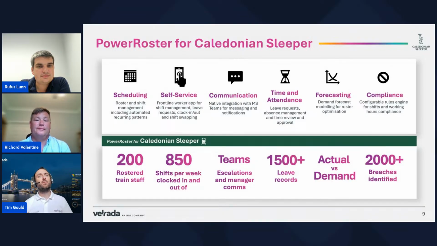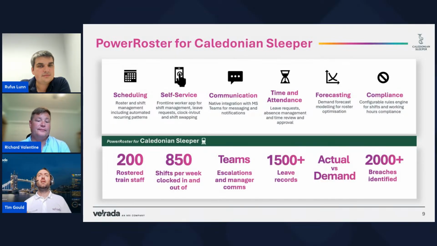There's a mobile app available for the frontline workers as well, so they can see what shifts they've got coming up, clock in and clock out, and also self-service shift swapping. We've got some native integration with Teams there. So if you're going to be late for a shift, you can trigger a Teams message or Teams conversation to your manager directly from the Power Roster mobile app.